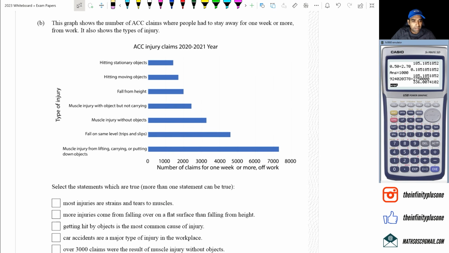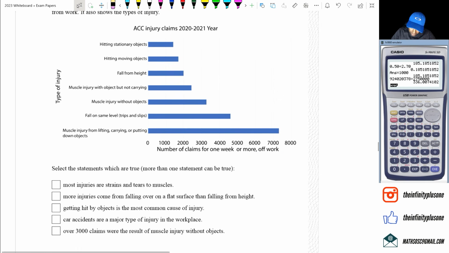Going to the second part, it says select the statements which are true. More than one statement can be true. So if we have a look at the first statement: most injuries are strains and tears to muscles. Yep, that's probably true because we can see that here, muscle injury. So that's a majority of it there. So we're going to give that a tick.